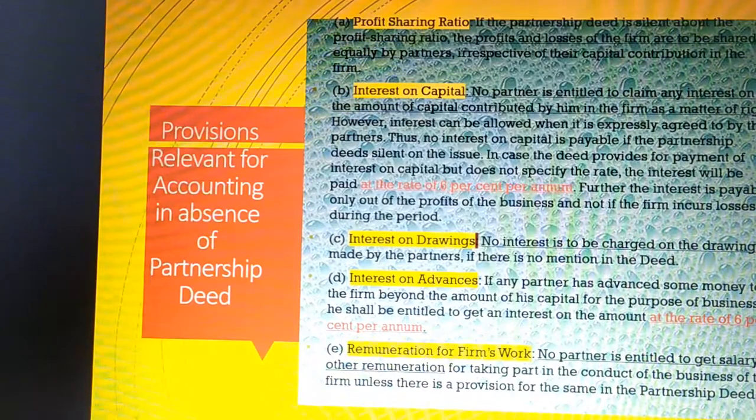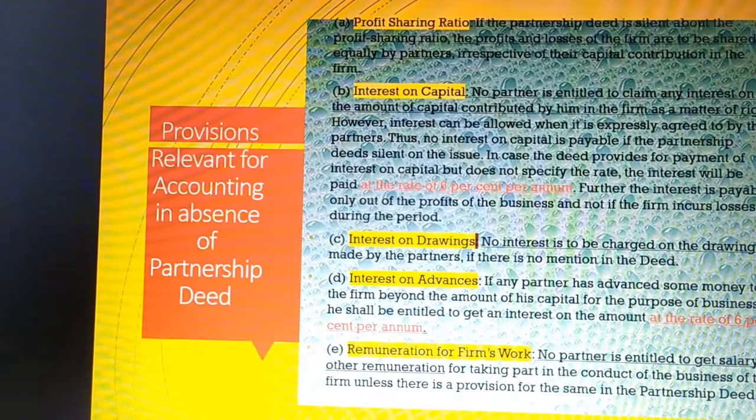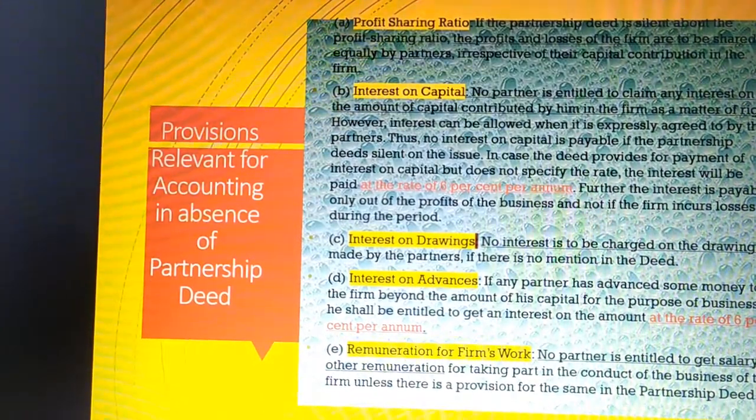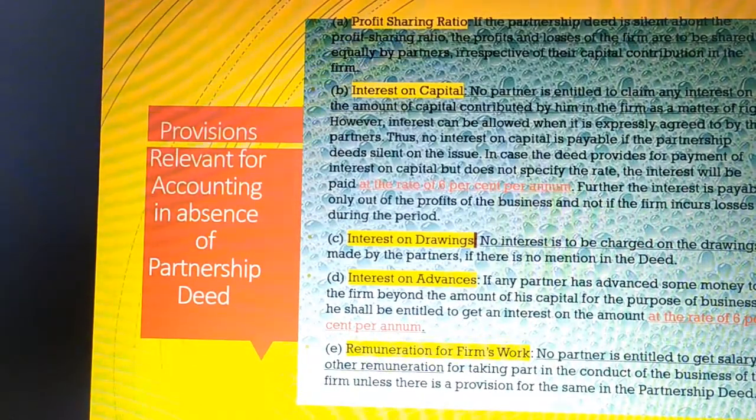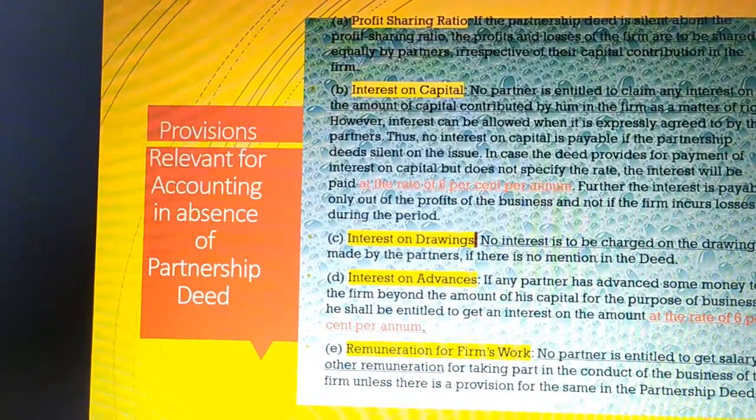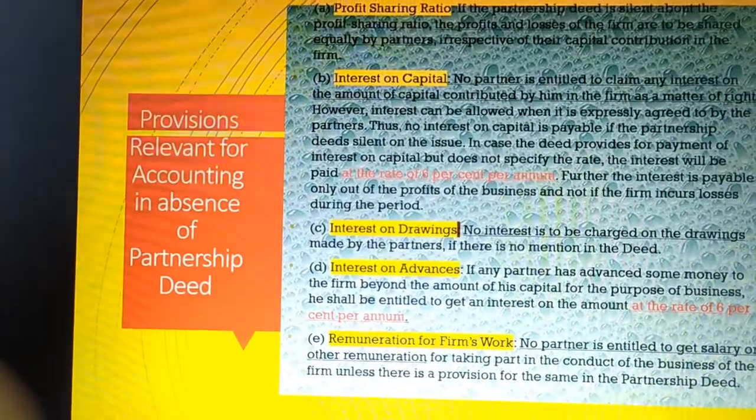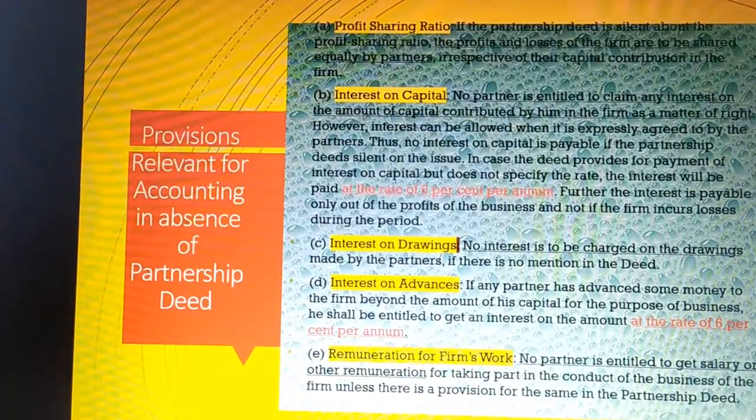Also, through the partnership deed, the rights, the duties and the liabilities of partners are well defined. So there will not be any confusion or any conflict between the partners relating to their rights, duties and their liabilities. So it's important in that sense.